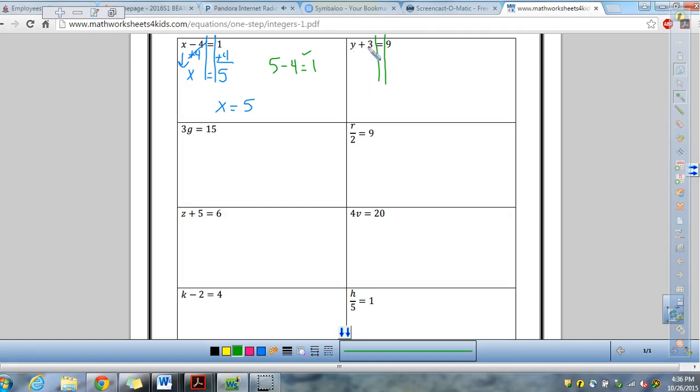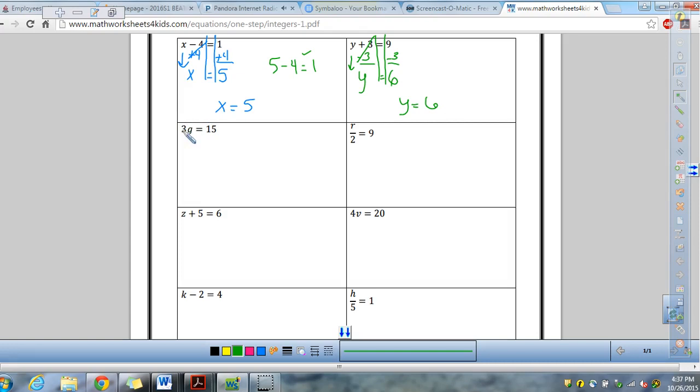Okay, I have y plus 3 equals 9. Well, I have to do the opposite of adding 3, which would be to subtract 3, because my goal is to isolate the variable, or the zombie, and get it by itself. 3 minus 3 is going to give me 0, so I can cross them out, and I'm left with y equals 9 minus 3 is 6. So my answer is y equals 6.